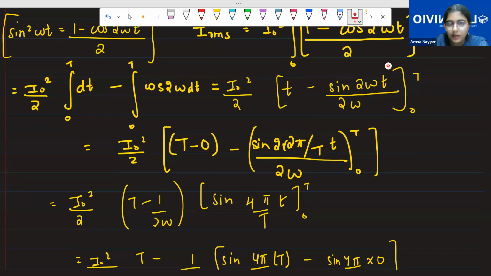Okay. So see, this makes it 4 pi by t. So 4 pi by t I have written. I naught square by 2, T is there, minus 1 by 2 omega, sine 4 pi by t into t from 0 to t. The same step with just a little rearrangement.